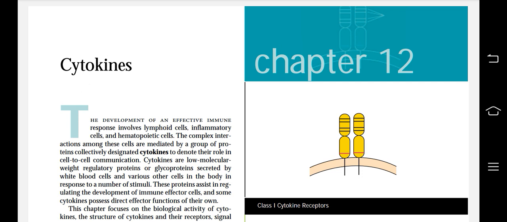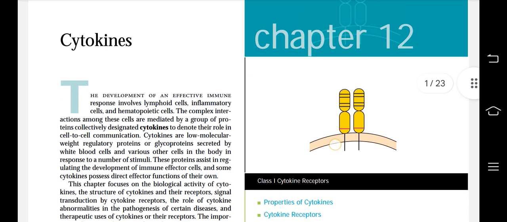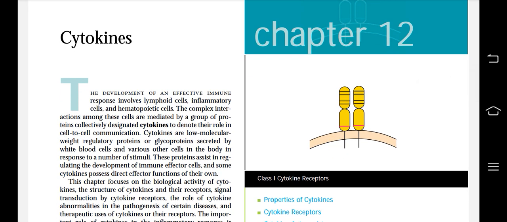The development of an effective immune response involves lymphoid cells, inflammatory cells, and hematopoietic cells. The complex interactions among these cells are mediated by a group of proteins collectively designated cytokines to denote their role in cell-to-cell communication. Cytokines are low molecular weight regulatory proteins or glycoproteins secreted by white blood cells and various other cells in the body in response to a number of stimuli.